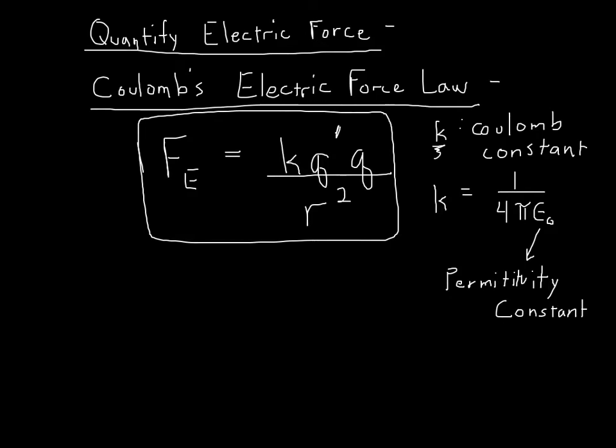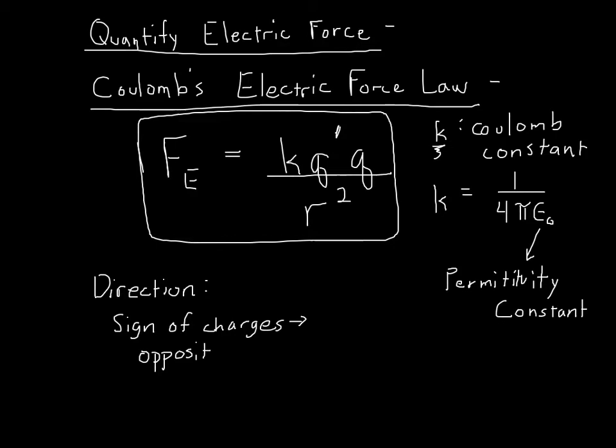Now, force from Coulomb's law, F equals KQQ over R squared, just gives me the magnitude. To find the direction of a force, I need to make use of what I know about charges and how they interact. The direction of a force depends on the sign of both charges. If the charges are oppositely signed, so if I have a positive charge and a negative charge, then the force will be attractive.